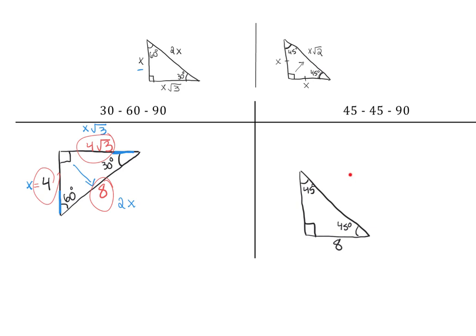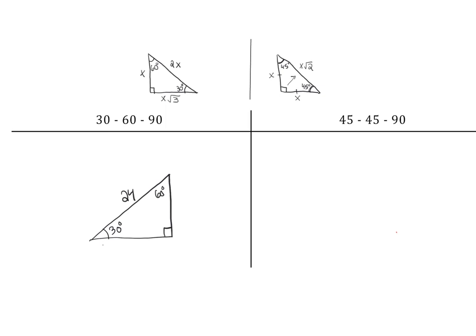Okay, let's do another one, but this time we'll do the 45. So we're looking at these up here. For these, we have the x, this is always the same, and then this is your x times the square root of 2. So if this is 8, this is also 8, and then this is just 8 times the square root of 2. So pretty easy.